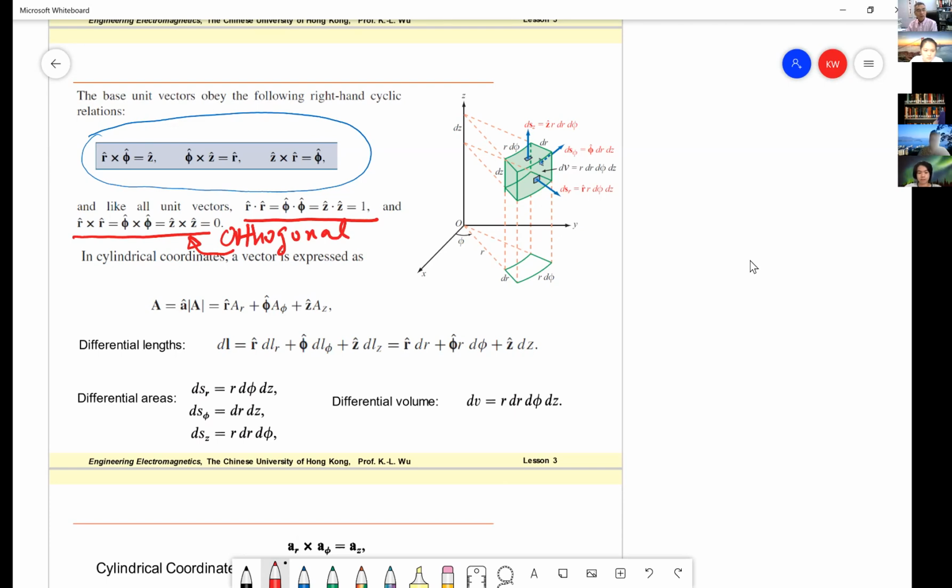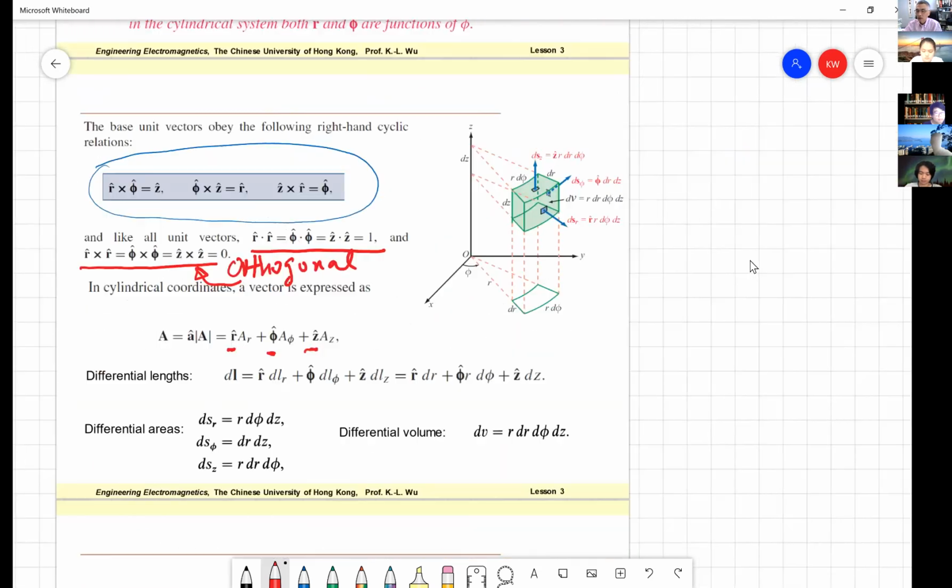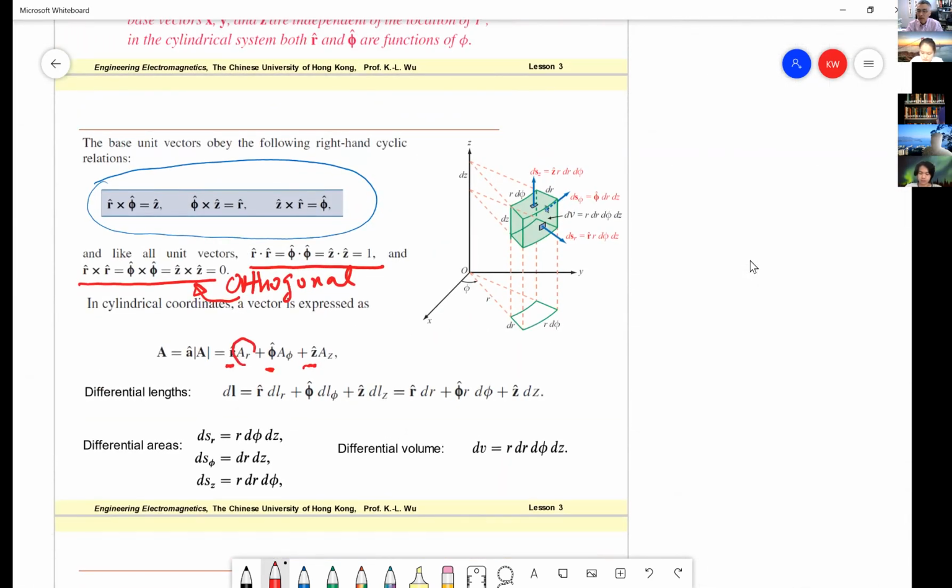Similar to the Cartesian coordinate system, once you define the unit vectors r, phi, and z, any vector in that space can have a projection onto these three orthogonal coordinate directions. The projection we call the component. So that is the r, phi, and z component, right? And again, we can define unit length.